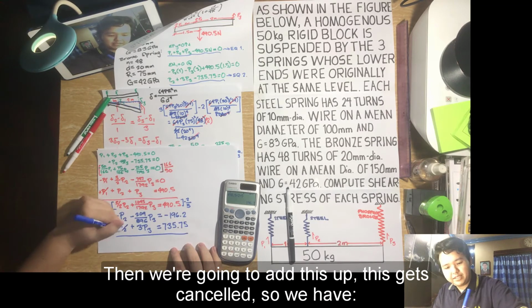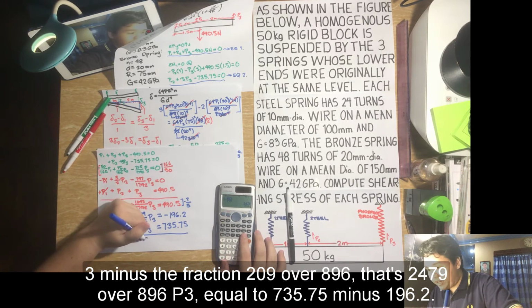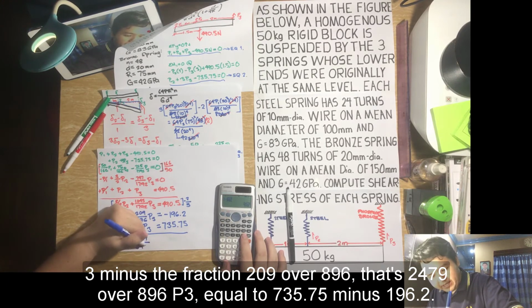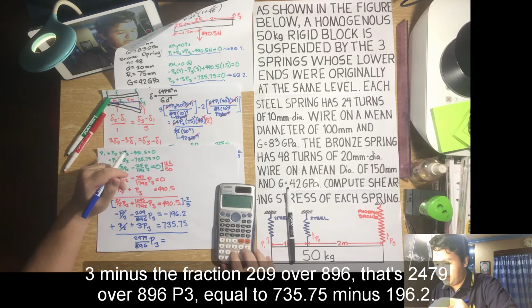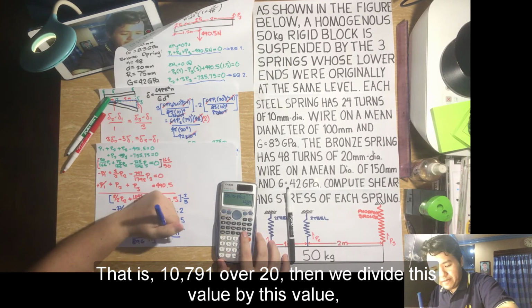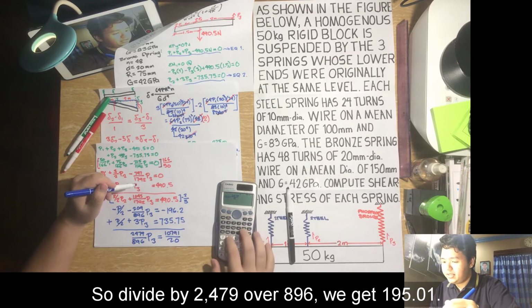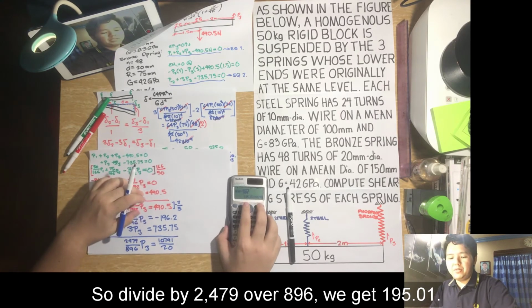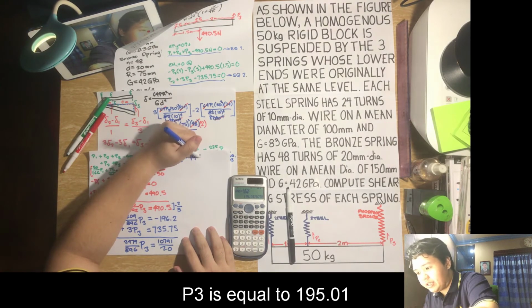Then we're going to add this up. This gets cancelled. So we have 3 minus fraction 209 over 896. That's 2479 over 896 P3 is equal to 735.75 minus 196.2. That is 10,791 over 20. Then we divide this value by this value, so divide by 2479 over 896. We get 195.01. So P3 is equal to 195.01.